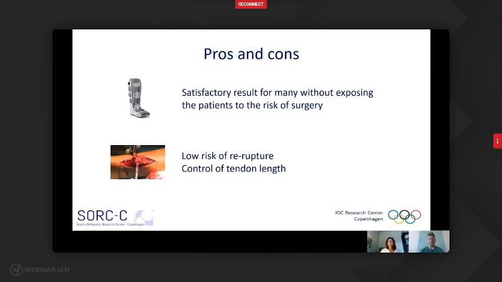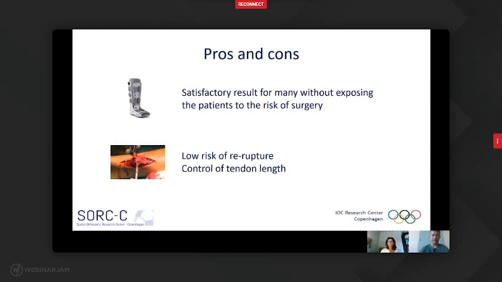I know there are large cohorts that have shown lower re-rupture results among non-surgically treated patients, but they do not have good follow-up on their patients, and I don't think they are to be believed. All studies with a good follow-up have not been able to show re-rupture risks significantly below 10% if treated non-surgically. And then finally, when you treat surgically, you might be able to control the length of the tendon better.